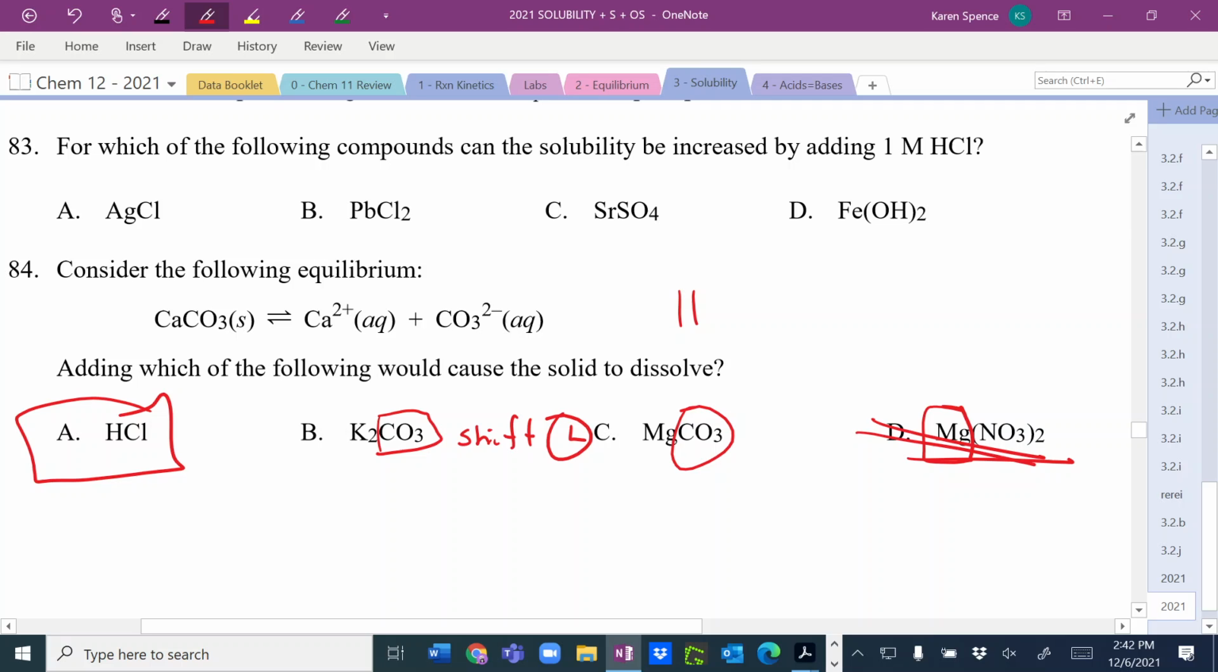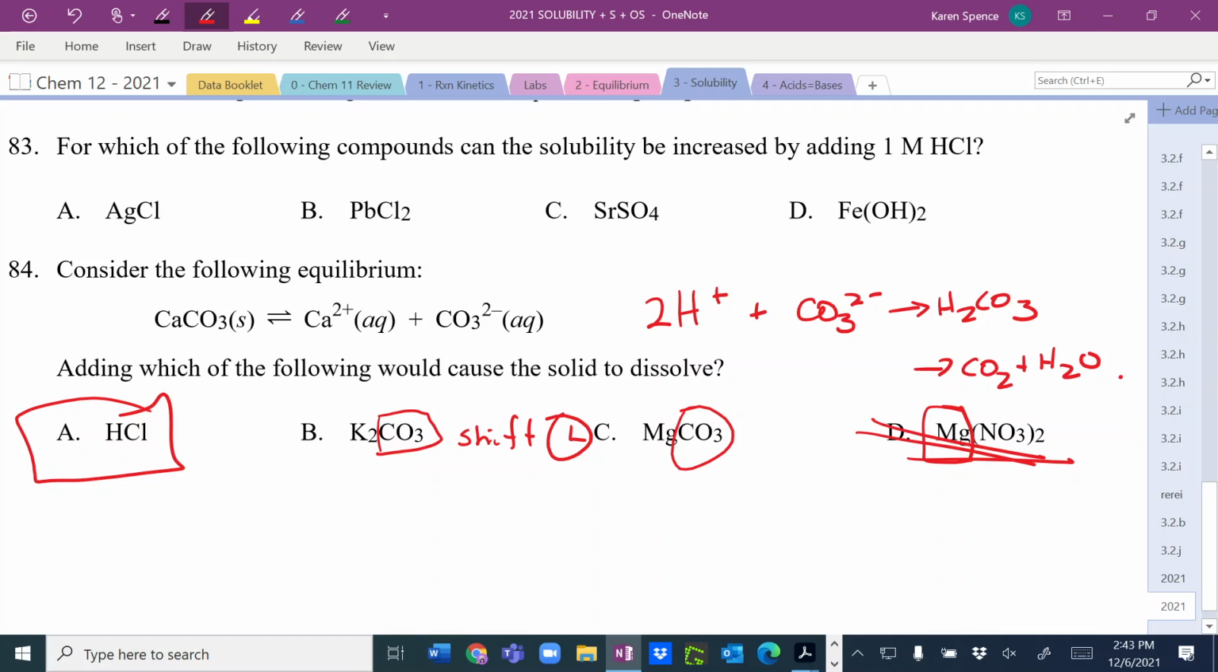Because two H's get together with CO3 2 minus and make H2CO3, which then breaks down into CO2 and H2O, which is kind of a trivial little point that you probably won't be tested on, but if you know it, it's kind of like a bonus. Anyway, I don't know why MgNO3 is there. It shouldn't be there. It could possibly be another correct response.